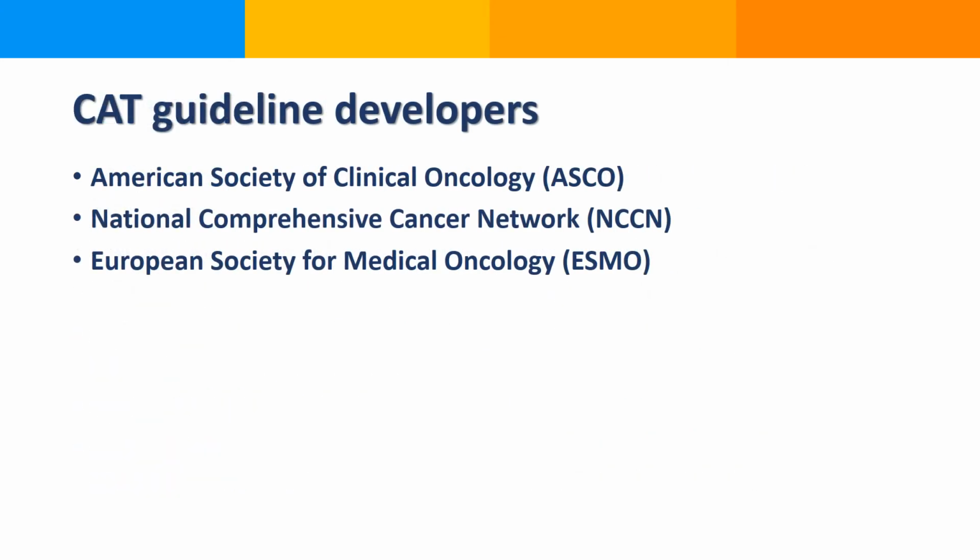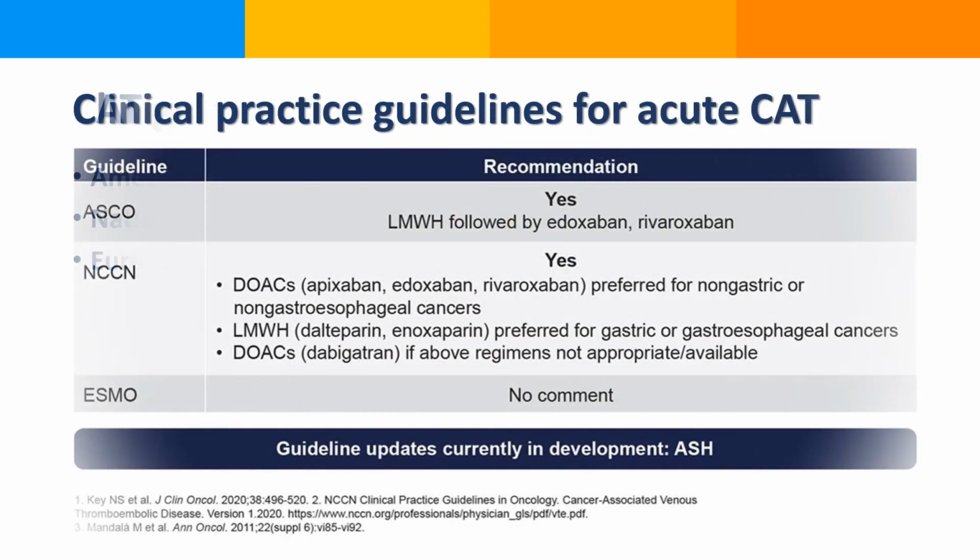Cancer-associated thrombosis guideline development around the globe is now led by three big bodies: the American Society of Clinical Oncology, the National Comprehensive Cancer Network, and the European Society for Medical Oncology. For acute CAT, two bodies elaborated guidelines regarding acute cancer-associated thrombosis. The American Society of Clinical Oncology recommended low molecular weight heparin followed by edoxaban or rivaroxaban.